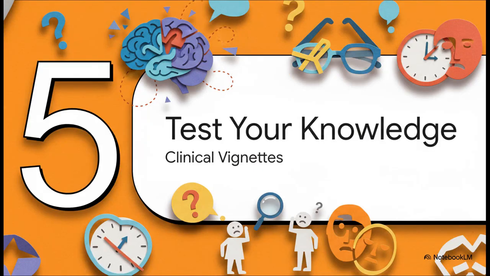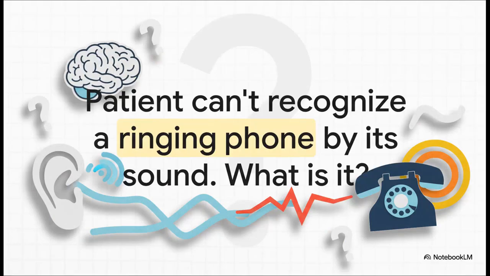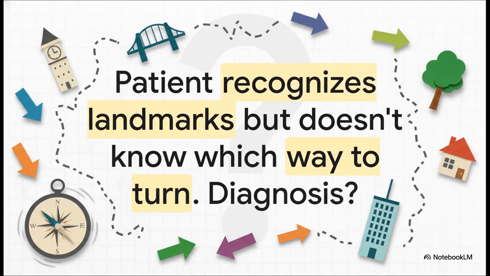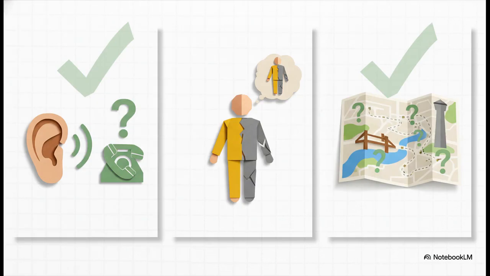Okay, you've heard the lecture, now let's see if it's stuck. I'm going to throw a few quick clinical vignettes at you. Let's see if you can nail the diagnosis. Ready? So think about it. The problem is in the hearing domain, but it's not hearing loss and it's not a language issue. It's about recognizing a sound. What do we call it when there's a lack of awareness of a deficit? It's a failure of the brain's ability to perceive itself. This one's pretty fascinating. They can see and recognize individual landmarks, but they can't put them together to form a mental map.